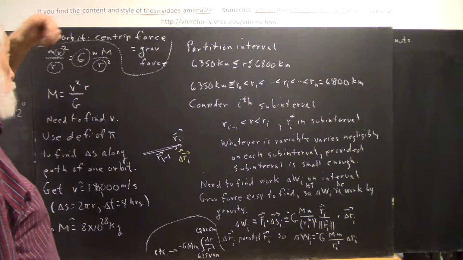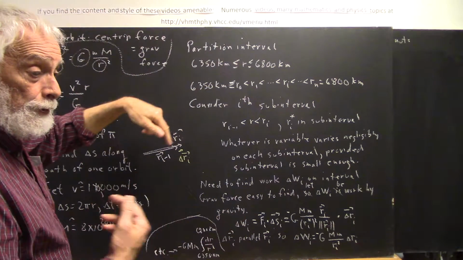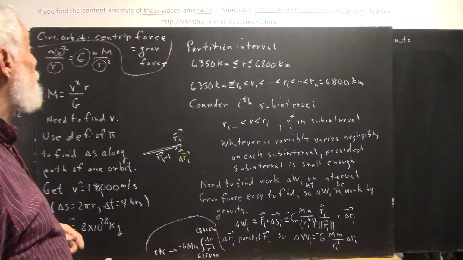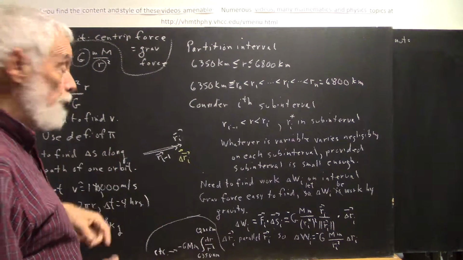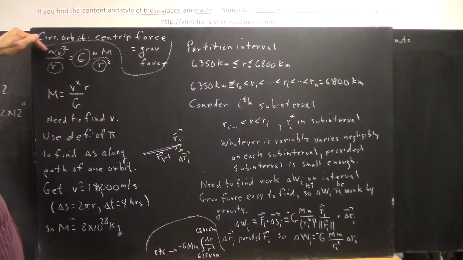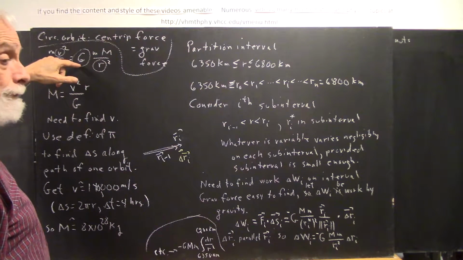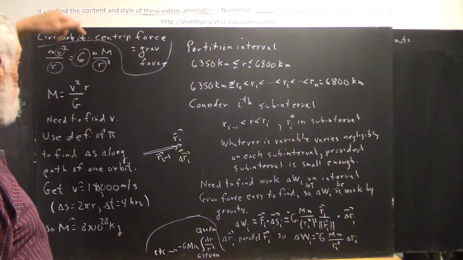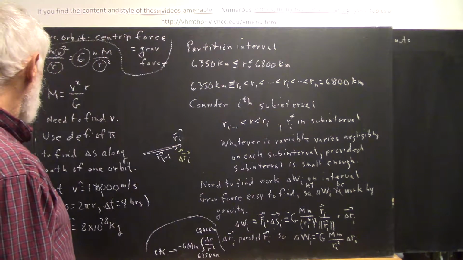You have this: the centripetal force that keeps each object in a circle around the center of mass is equal to the gravitational force between the two objects. So that you have mv squared over r, the centripetal force at distance r, equal to G, the universal gravitational constant, times little m times big M over the square of r.